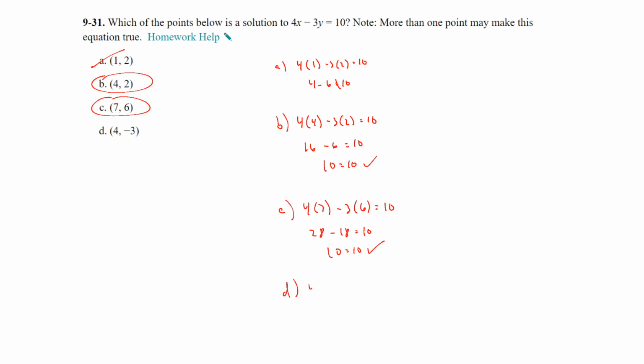And then for D, we have 4 times 4 minus 3 times negative 3. Is that equal to 10? That would be 16 plus 9. 16 plus 9 is definitely not equal to 10, so it looks like B and C would be your solutions.